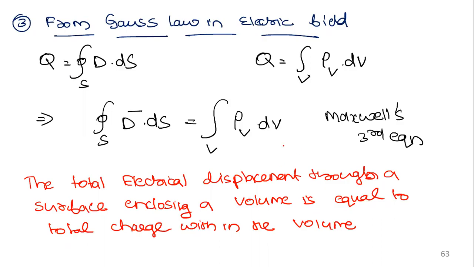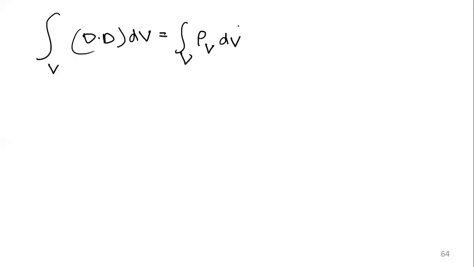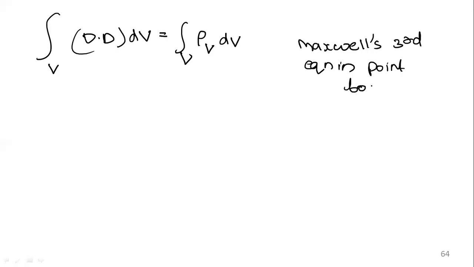So we can apply the divergence theorem on equation 1. When we apply the divergence theorem, we see that integral over V del dot D dV is equal to integral over V rho V dV, and this is the Maxwell's third equation in point form. So this is the Maxwell's third equation in point form. So only that much is required.